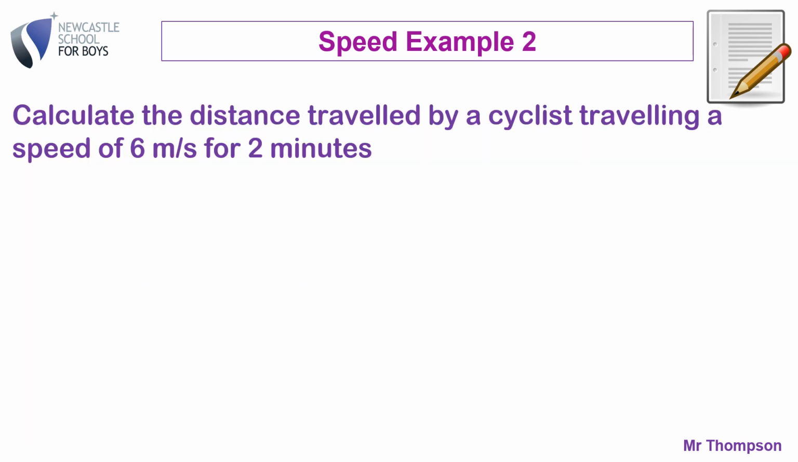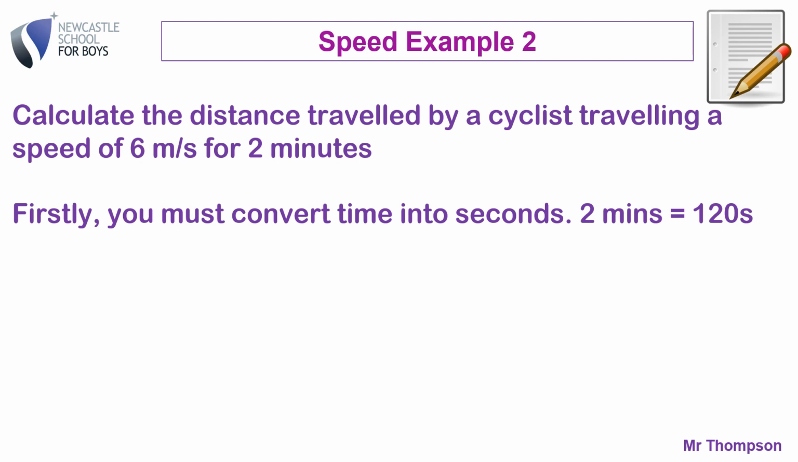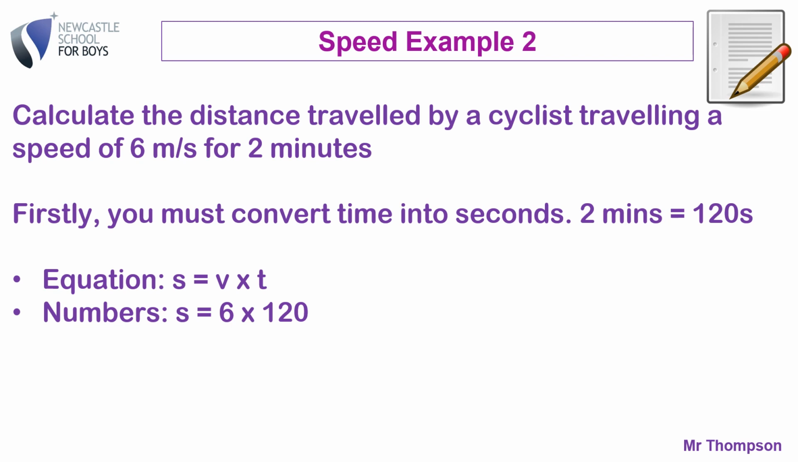Example number 2, calculate the distance traveled by a cyclist traveling at a speed of 6 meters per second for 2 minutes. I'll put this one in just so you're aware. You must convert minutes into seconds and kilometers into meters and get the base units. So firstly, we must put 2 minutes into seconds, which is 120 seconds. There's the equation. Distance is speed times time. And the numbers, distance is 6 times 120, and it comes out as 720, and that's in meters.